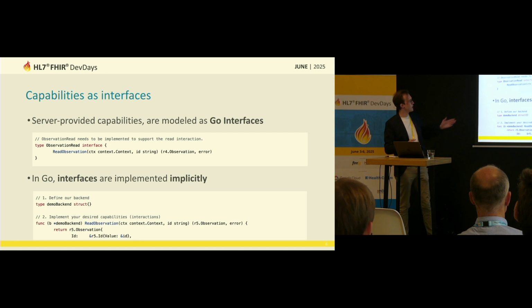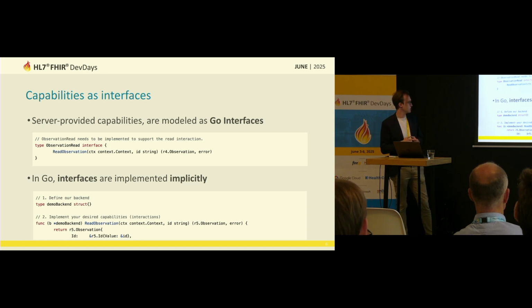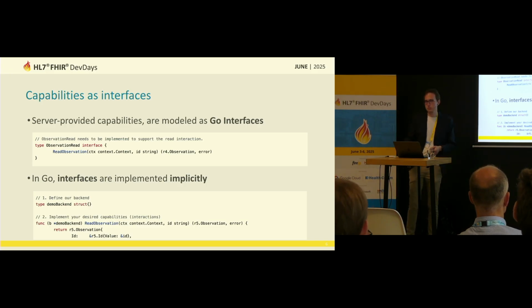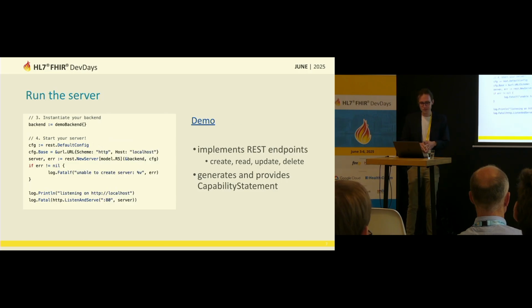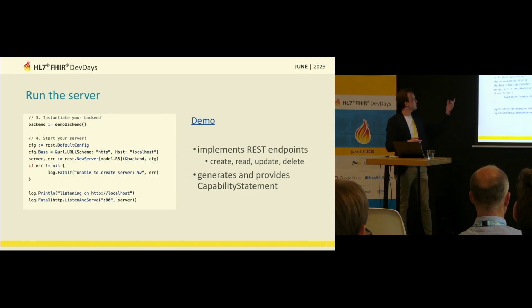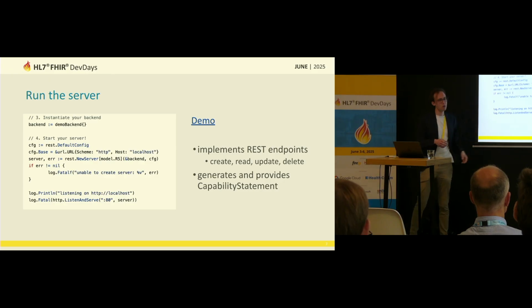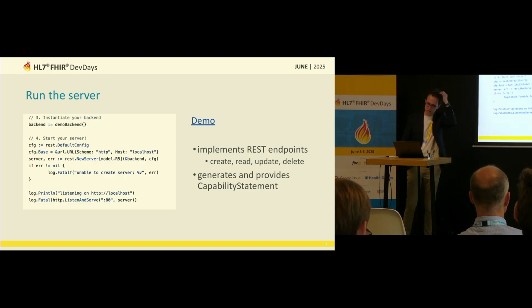So you define your backend. In this case, a simple dummy struct, which has no fields. You implement your interface on it. In this case, it just returns a static mock dummy resource. Then you put your instantiated dummy backend into this new server call, call ListenAndServe, and there you go. There you have your simple basic server running.